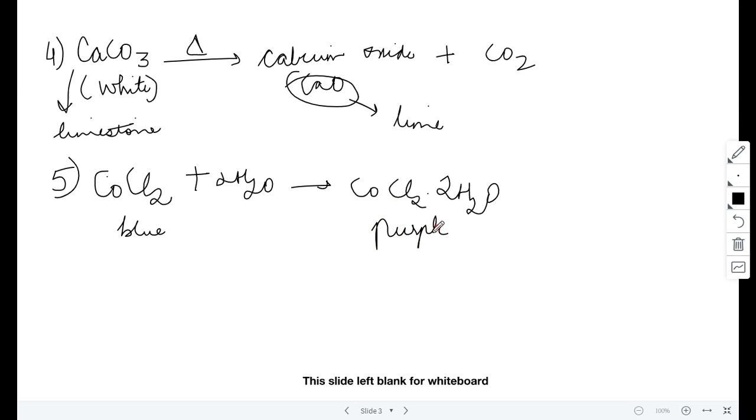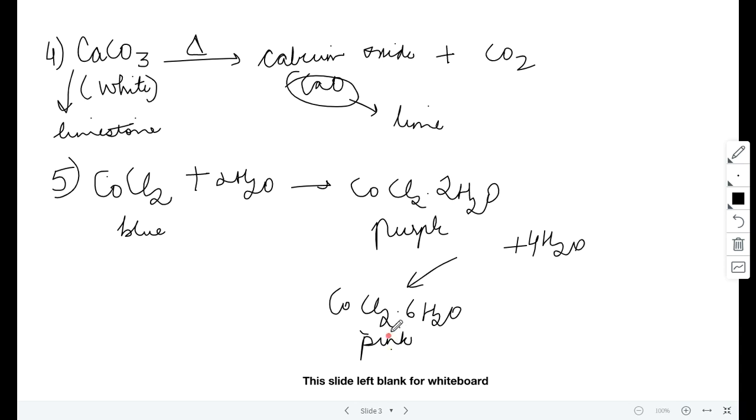Now this purple color, if you add more water to it, say you add 4 molecules of water to it, it is going to form CoCl2.6H2O. So that means pink color will be observed. You can see the colors. So now you understood, I'm adding 2 water molecules, it is going to turn into the purple color. When I add 4 more molecules of water, it is going to turn into the pink color.